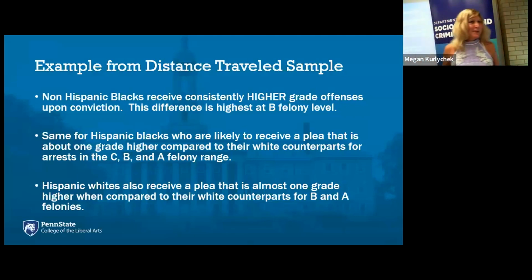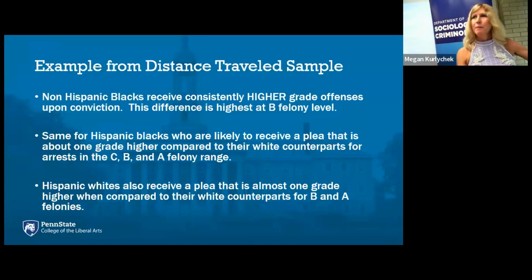Not quite there yet. So I had a slide here that basically just says what I said looking at the chart. The non-Hispanic blacks consistently receive higher grade offenses upon conviction. The difference is highest at the B felony level, as it was in the other charts. For Hispanic blacks, they are likely to receive a plea that is about one grade compared to their white counterparts for arrest in the C, B, and A felony range.